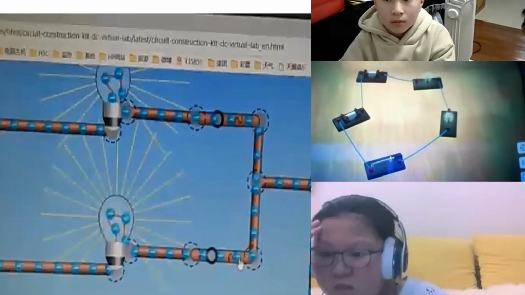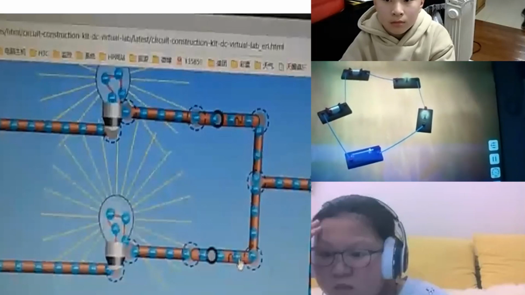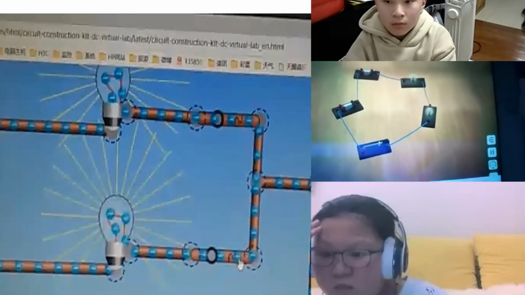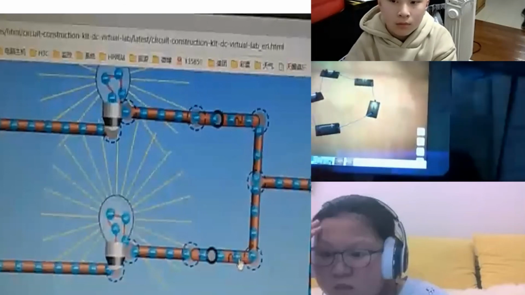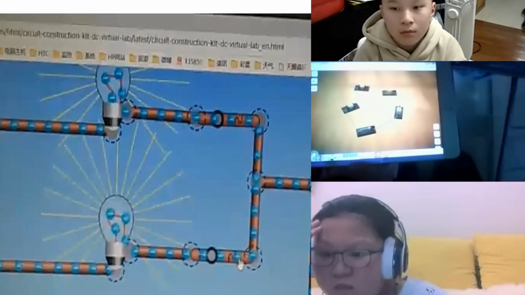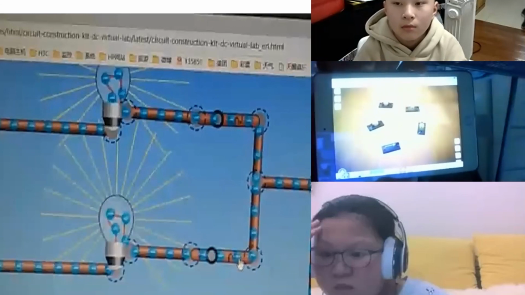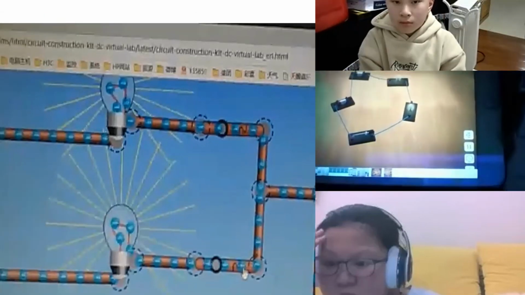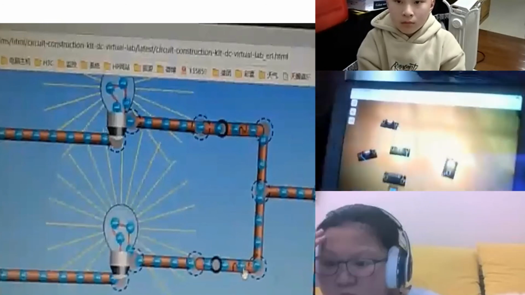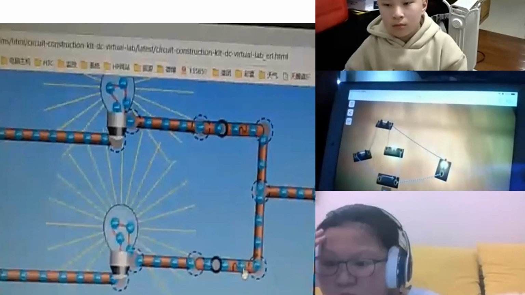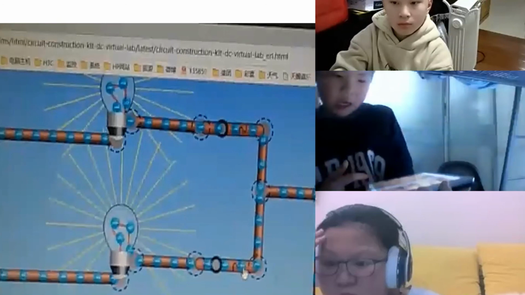All right. So what do you have here? Can you tell us the different parts? There is a switch and 2 batteries and 2 light bulbs. And this is a series circuit. Good job. Next one is a parallel circuit. Oh, cool. You made mini circuits. And the last one is just for fun.